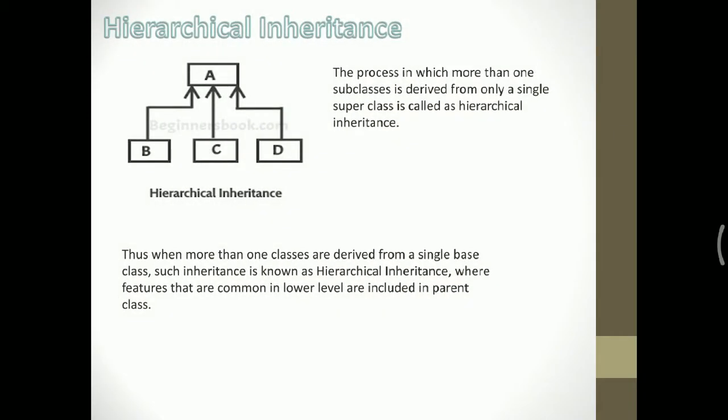Hierarchical inheritance. The process in which more than one subclass is derived from only a single superclass is called hierarchical inheritance. This means that we can derive as many subclasses as we want from the superclass. Thus, when more than one class is derived from a single base class, such inheritance is known as hierarchical inheritance, where features that are common in lower levels are included in the parent class.